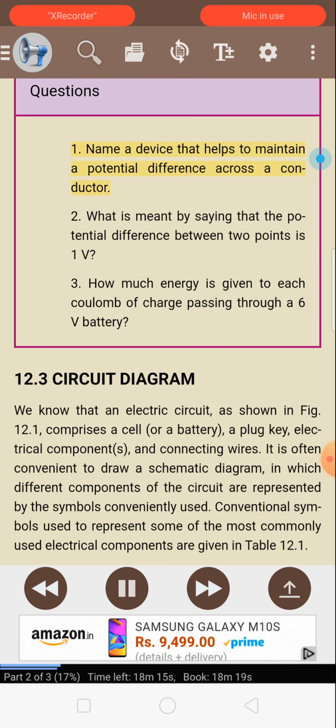Questions. 1. Name a device that helps to maintain a potential difference across a conductor. 2. What is meant by saying that the potential difference between 2 points is 1 volt? 3. How much energy is given to each coulomb of charge passing through a 6 volts battery?